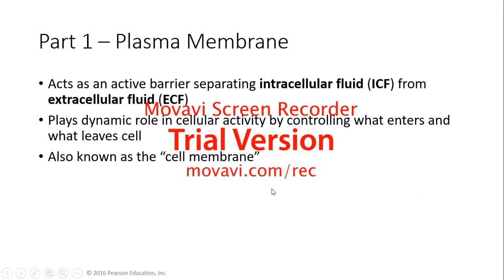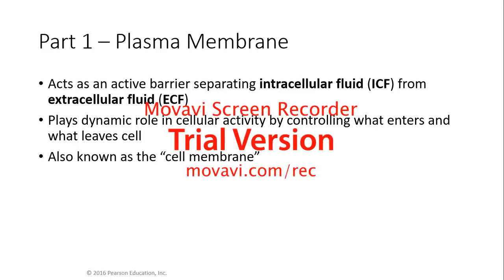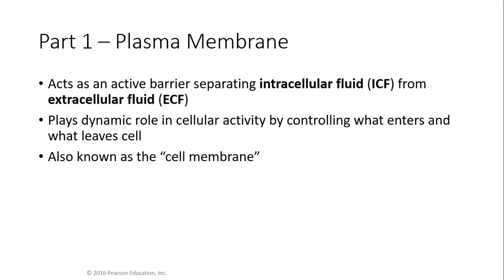All right, so again, the plasma membrane, very, very important. It acts as a barrier separating the intracellular fluid from the extracellular fluid. It plays a dynamic role in cellular activity by controlling what enters and leaves. You cannot have a functional cell if you cannot control what enters and leaves, okay?